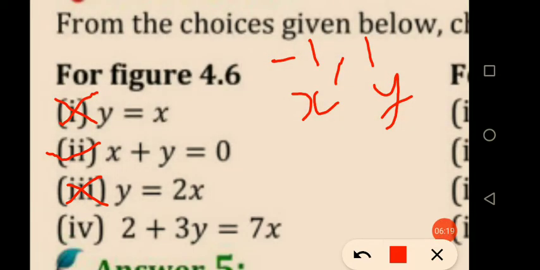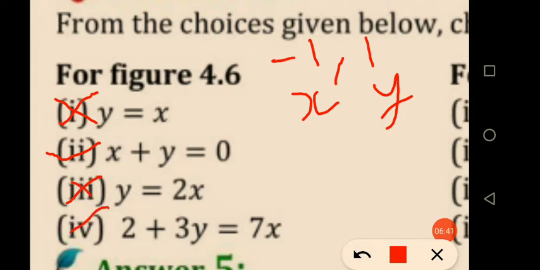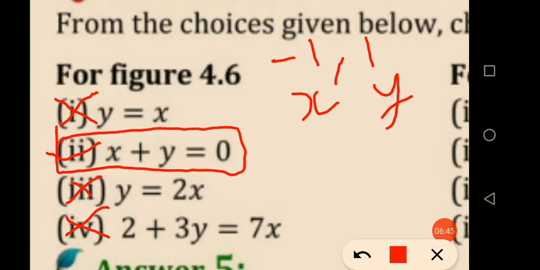Similarly, we will take the fourth one. 2 plus 3y is equal to 7x, and we will substitute the value. After substituting, we get 2 plus 3 is equal to -7. Is this statement true? No, this is also not true. Hence, this is also a wrong answer. So the correct answer is x plus y is equal to 0.